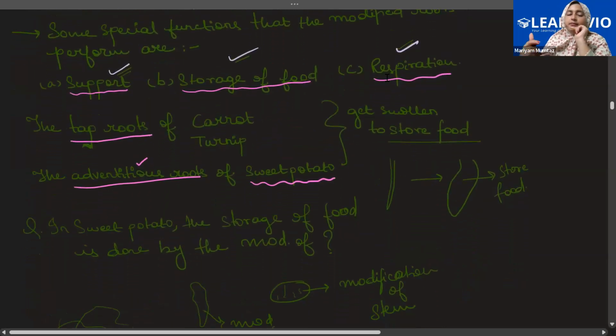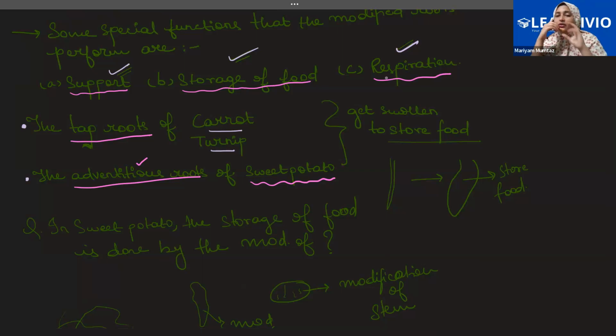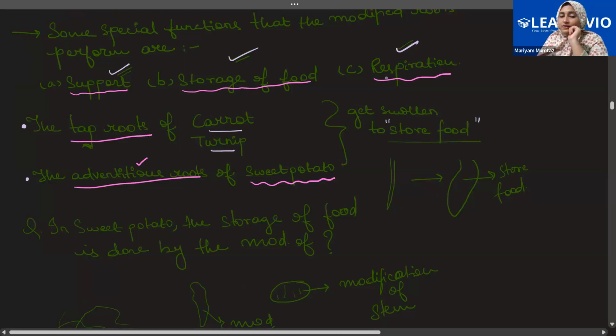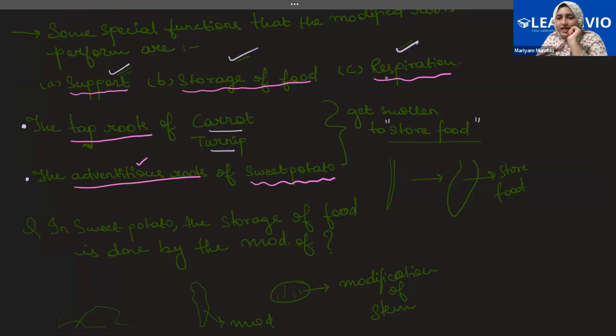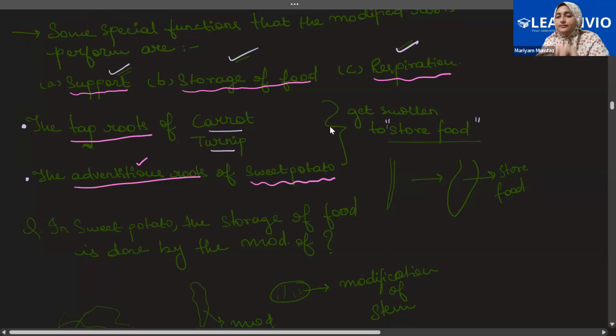Now, for example, the tap roots of carrot and the tap roots of turnip, the adventitious roots of sweet potato, right? So the roots of carrot, turnip, and sweet potato get swollen, right? The normal roots are not swollen, they are very thin structures. But these roots get swollen so that they can store the food. So now the function that the root is performing is what? It is storing the food, right? And storage of food is not the normal function of the root. Any doubts up until now? You people are understanding why modifications are being done?